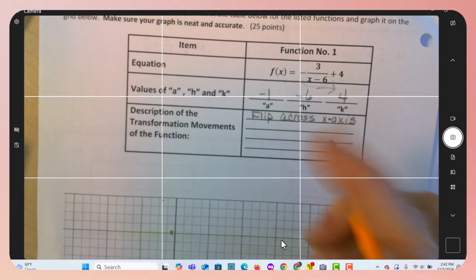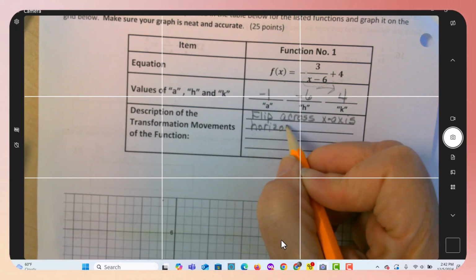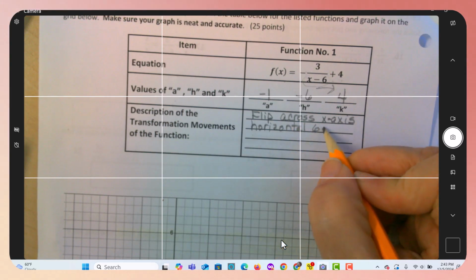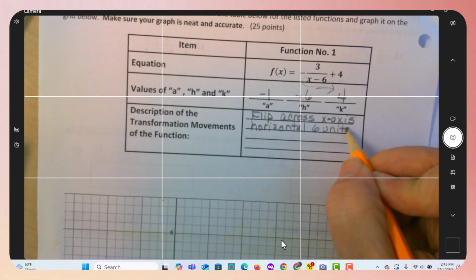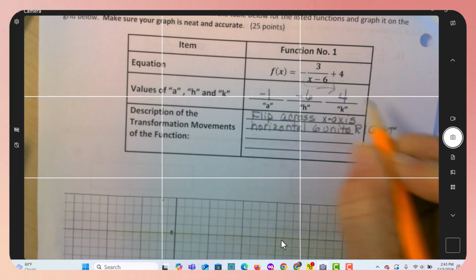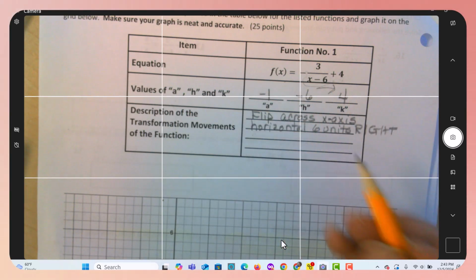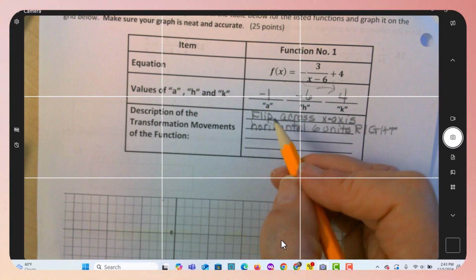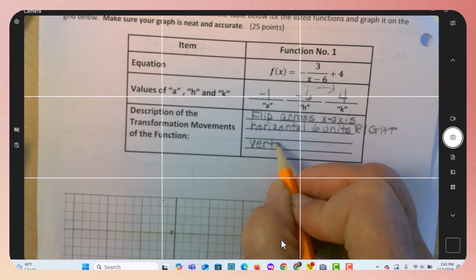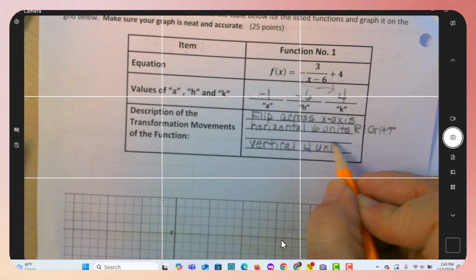Okay, and the H moves it horizontally. Horizontal 6 units to the right. It's -6, but it's going to be the opposite of what you would think. It's going to move to the right. If it's positive, it moves to the left for H. And then it's going to move vertically 4 units up.